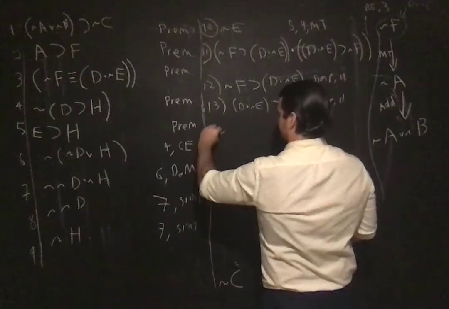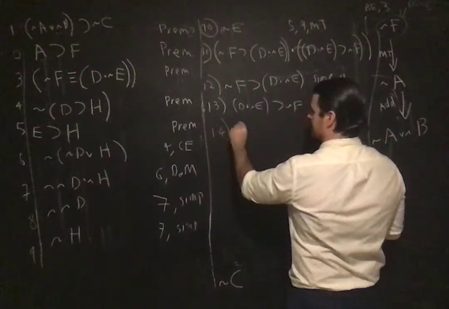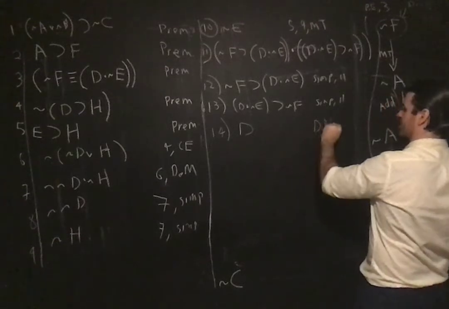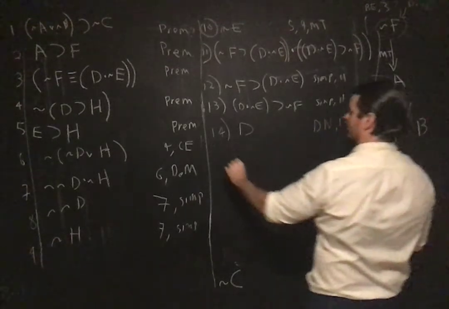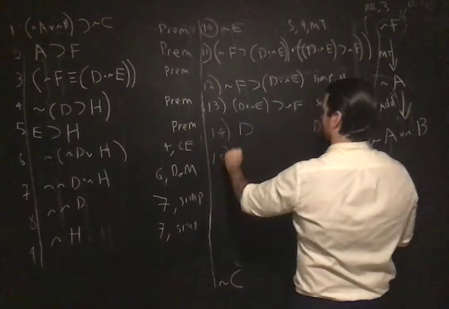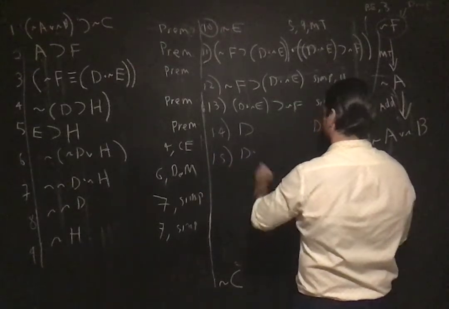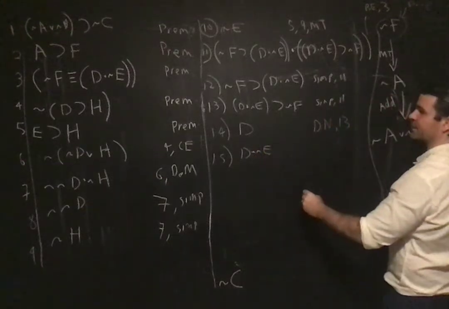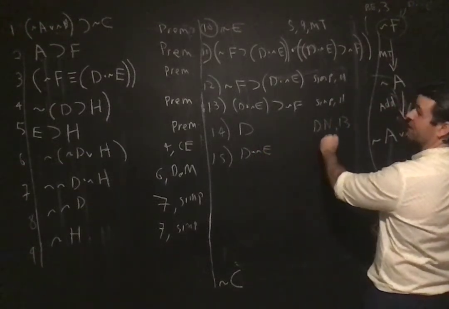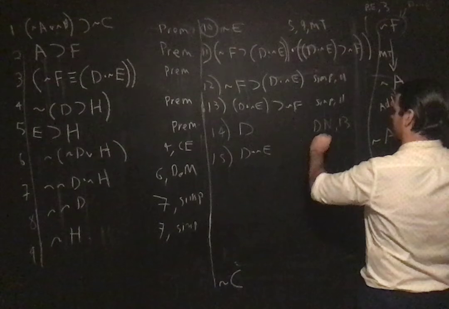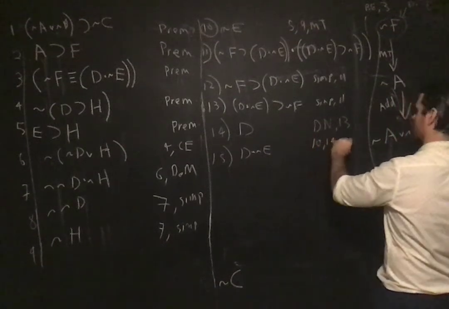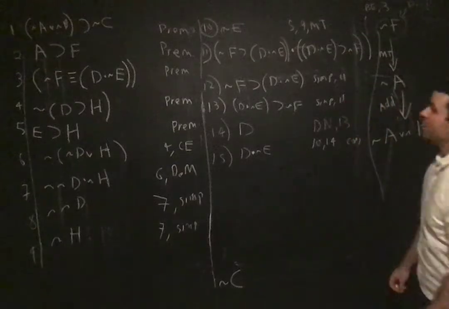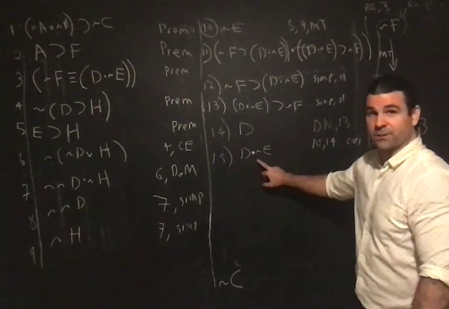So 14, D, and double negation on 13, right? Boom. 15, D and not E. That's 14 and 10, 10, 14, conj. Sorry, that's D and not E by conjunction.